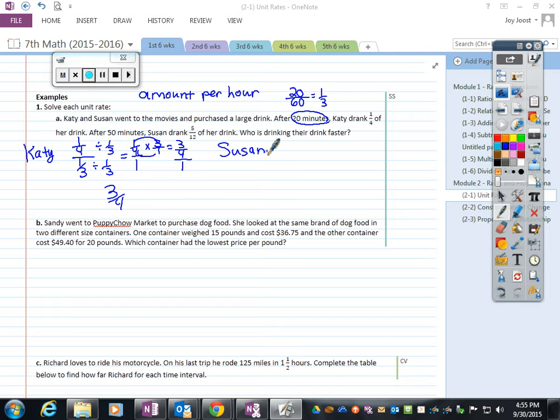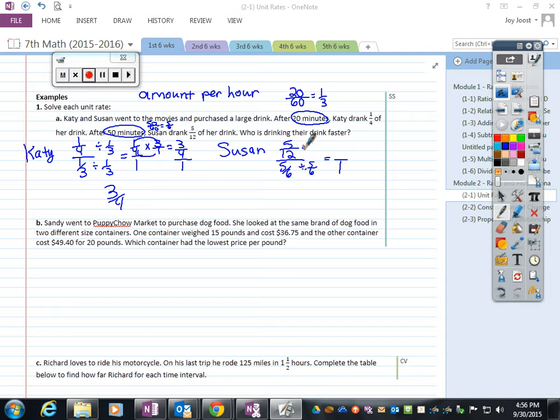So again, we're going to have amount over the hour. So the amount that Susan drank was 5/12, and the hour, Susan, after 50 minutes, had drank 5/12 of her drink. So if we put 50 over 60, that's going to simplify to 5/6. So Susan, we're talking about 5/6 of an hour for her amount of time. We need to find the unit rate, so we're going to divide the numerator and the denominator by the denominator. 5/6 divided by 5/6 is going to be 1. So our denominator will be 1.